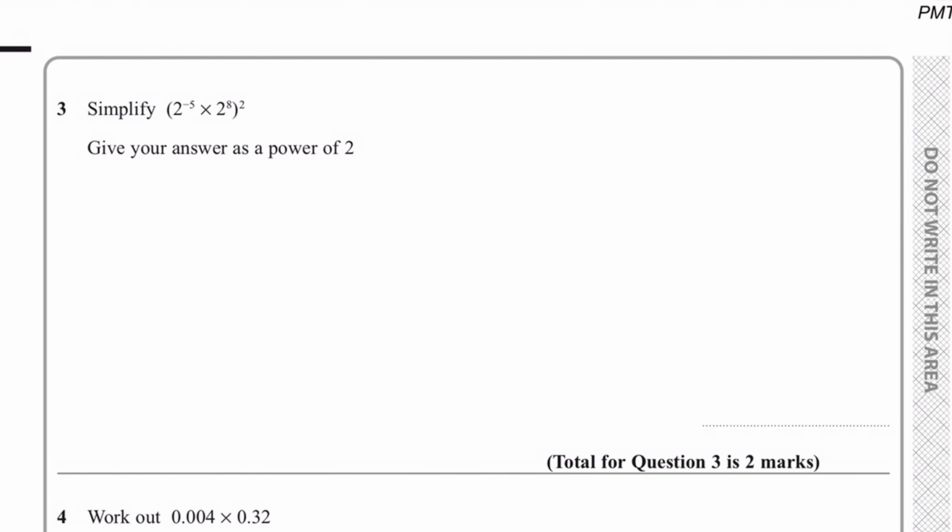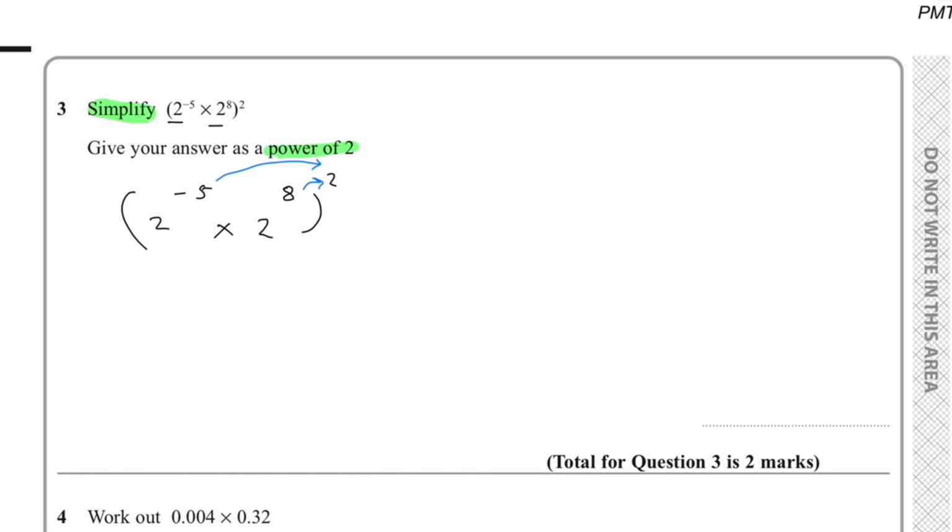In question 3 we have to simplify these indices here. Our answer guys has to be given as a power of 2. Thankfully in the question all of our base numbers are 2, so that makes the job slightly easier. The first step I'd recommend you guys to do is to get rid of our big bracket which squares everything inside. To get rid of it we multiply our indices together, so we're going to do -5 times 2 and 8 times 2.